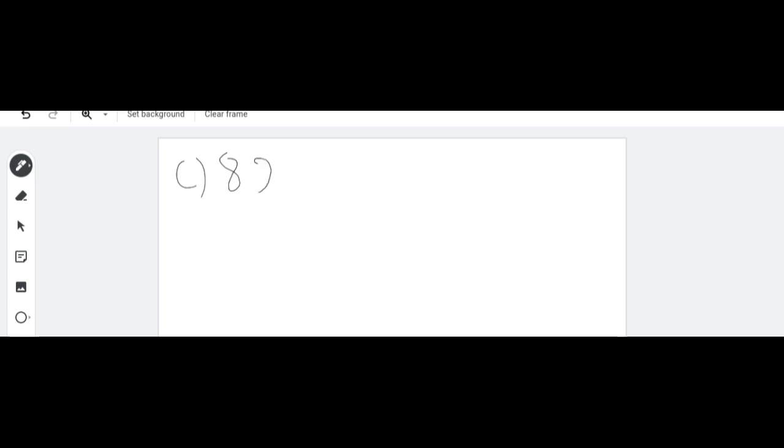82. First multiply 82 with 2. The answer is 164. Can I use that 164? No, ma'am. 82 with 3. The answer is 246. Yes, and I can use that 246. Now 82 multiplied with 4. What is the answer?